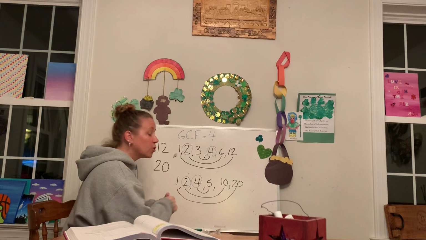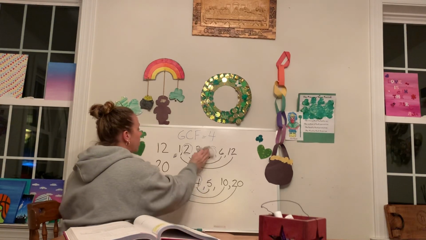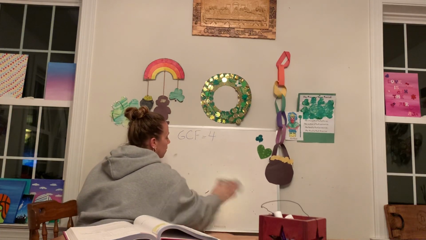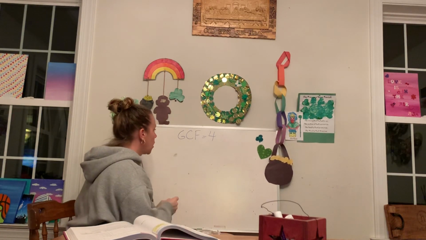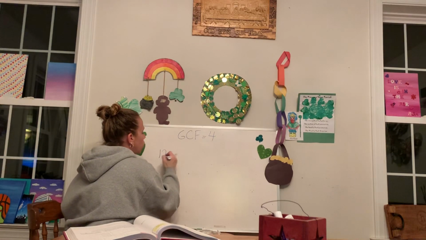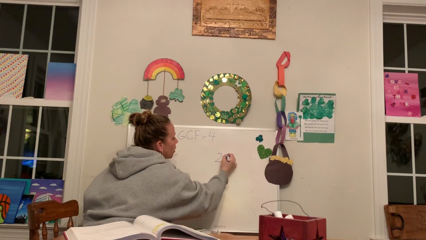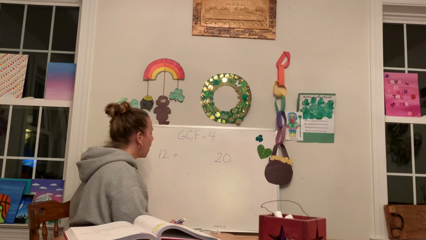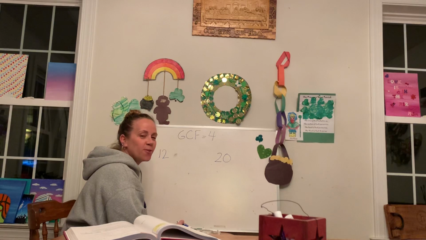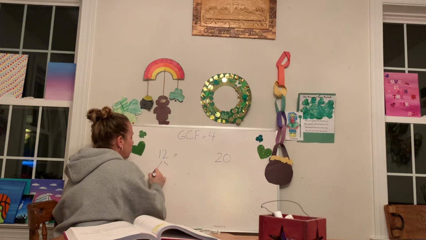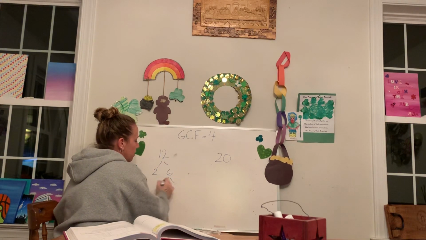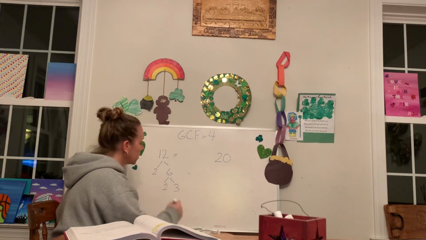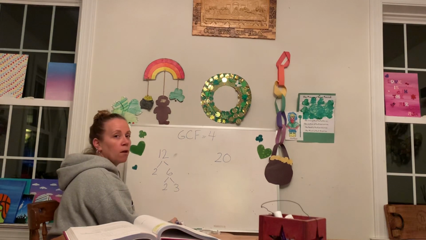All right, there's a little shortcut that you can use for greatest common factor using the factor tree. So if I do a factor tree for 12 and a factor tree for 20, okay? So my factor tree for 12, 2 times 6. 6 is composite, so I'm going to keep going until I find prime numbers. So here's my factor tree for 12.